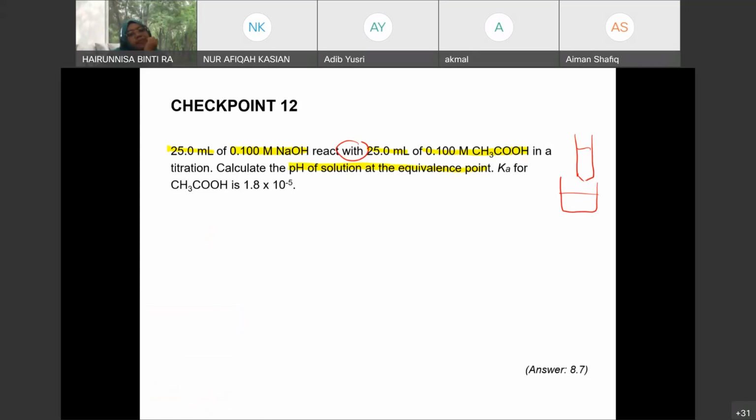Okay, dah ke? So, tengok kat sini: 25 ml of 0.1 molar NaOH react with 25 ml of 0.1 molar CH3COOH. Dia bagi, dia dah bagi dulu dah. You tak perlu pun nak cari volume. Kadang-kadang dia bagi tahu satu tu tak ada volume dia. You kena cari. Dalam kes kat sini, dia bagi dua-dua.